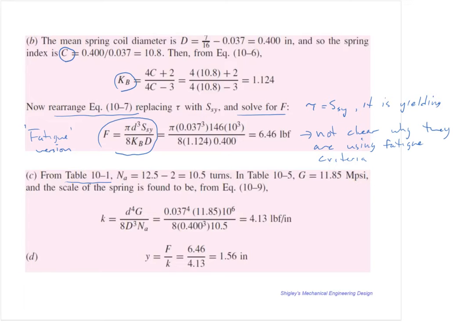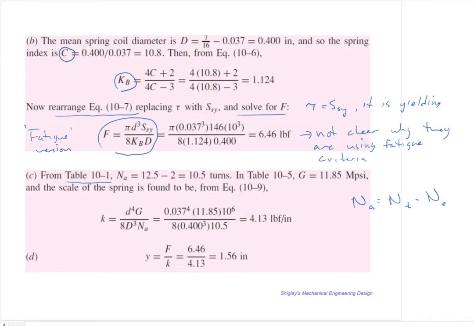So this formula here is number of active coils equals total coils minus end coils. So if you look on that table, you have two end coils on a squared end that you assume both ends are squared. So those two coils are inactive. So that gives us 10.5 total active coils.